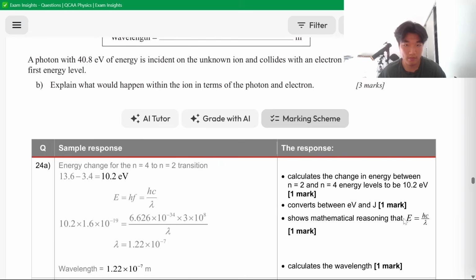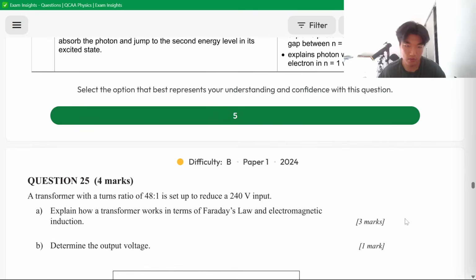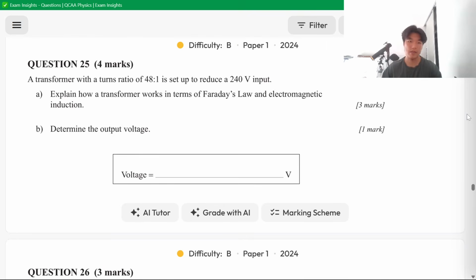Okay, but you could say that eventually it would emit back out.